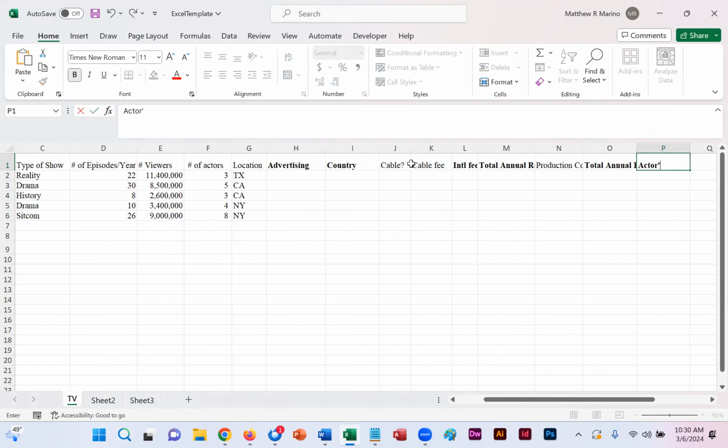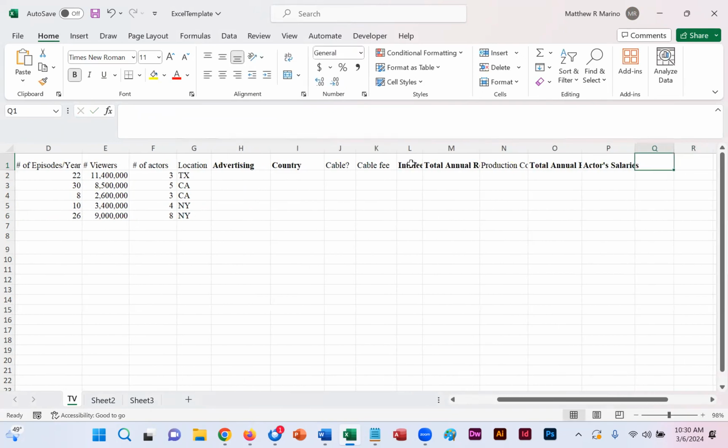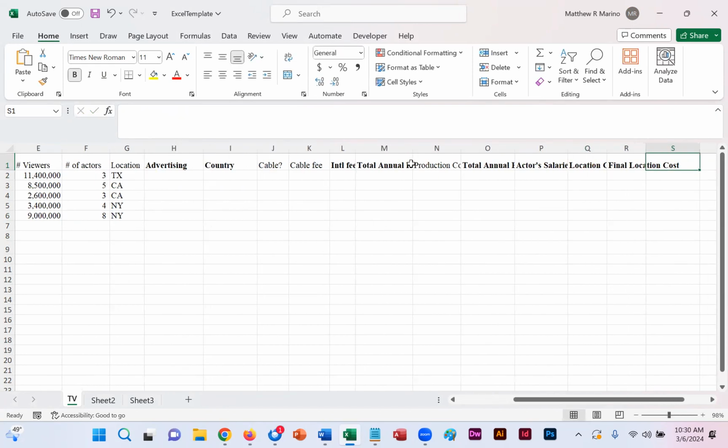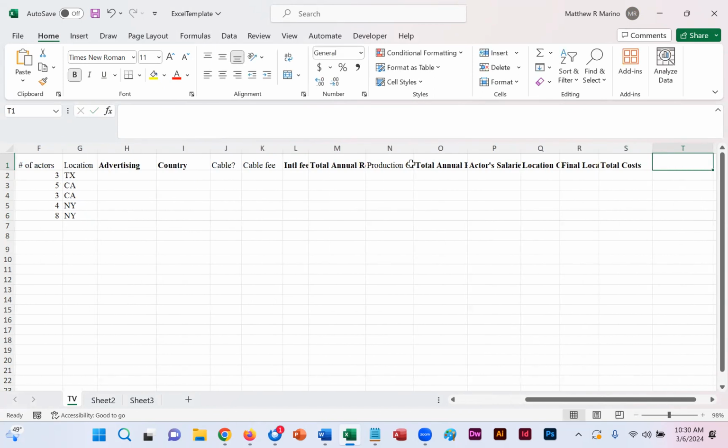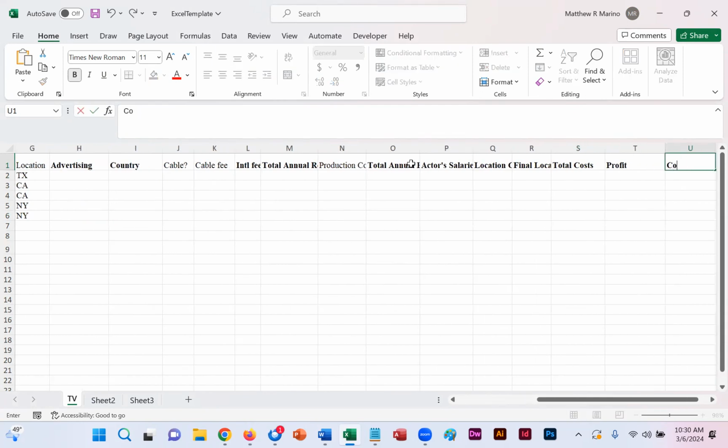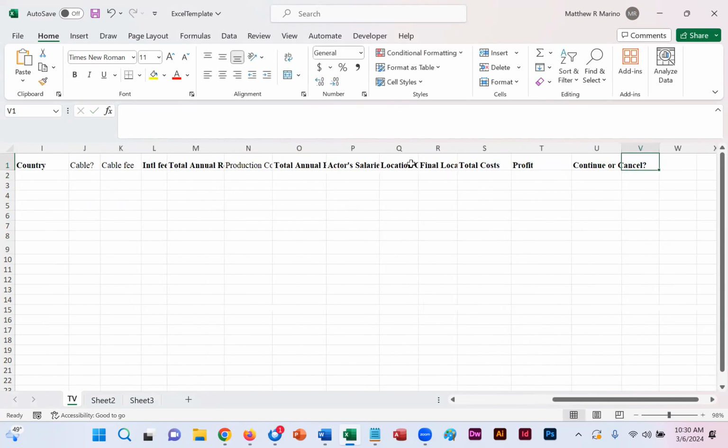O, we have total annual payments. P, we have actors' salaries. Q, we have location costs. R, we have final location costs. S, we have total costs. T, we have profit. U, we have continue or cancel, question mark.